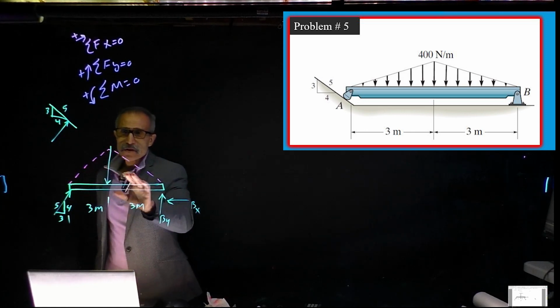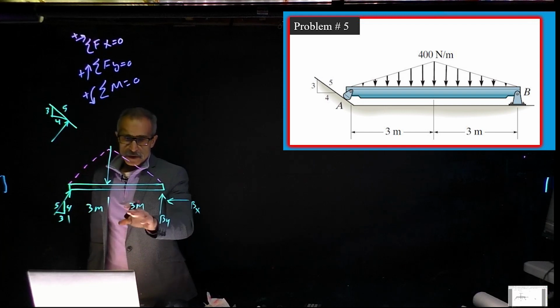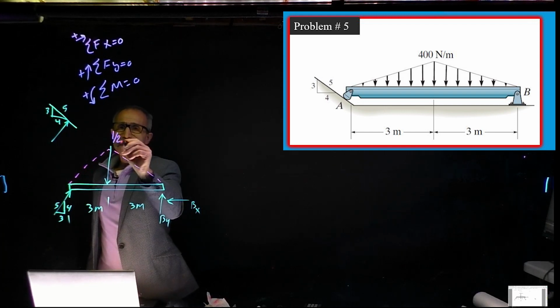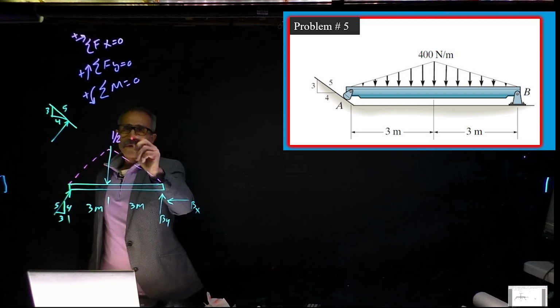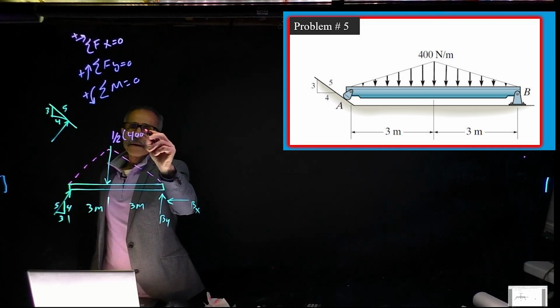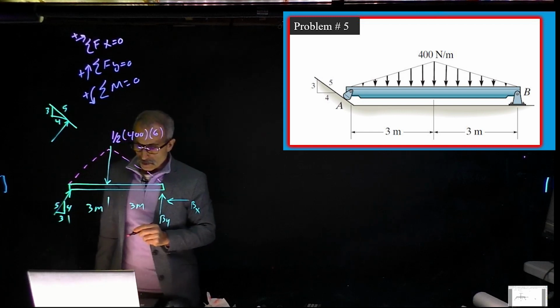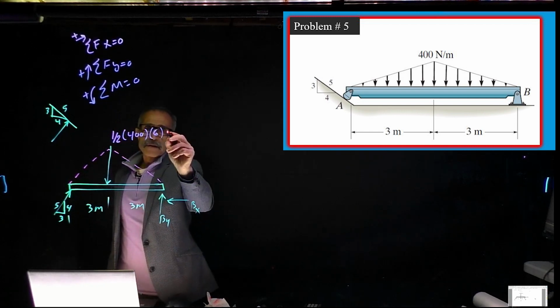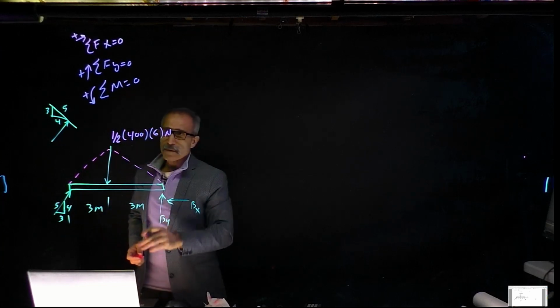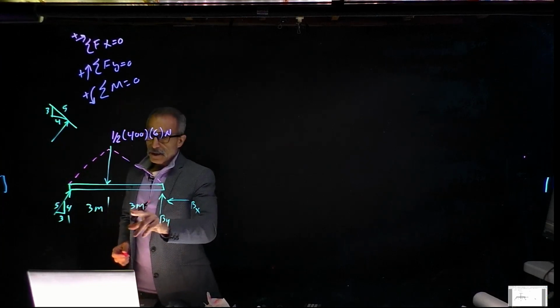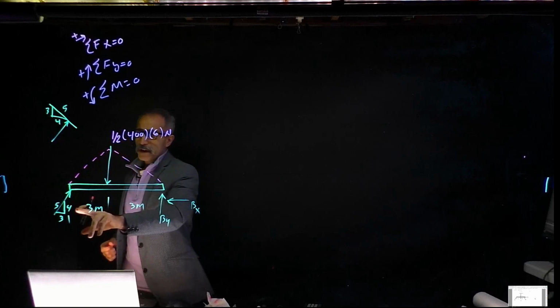It's the area of this triangle, which is one half times 400 times 6, and whatever that comes out to, I think in Newtons, that's our force. So now if I want to find the moment about here, I can calculate either of these.